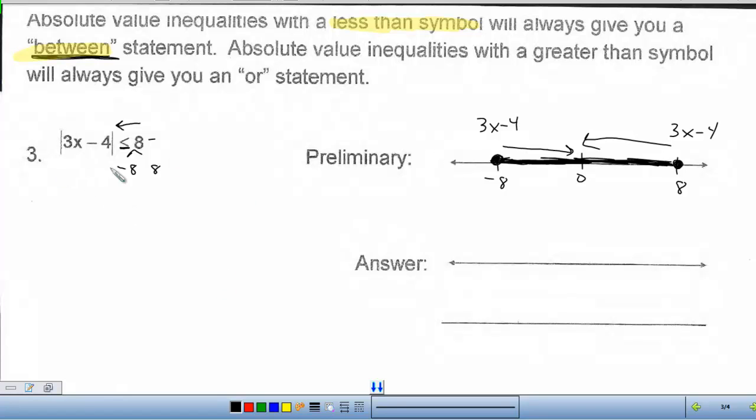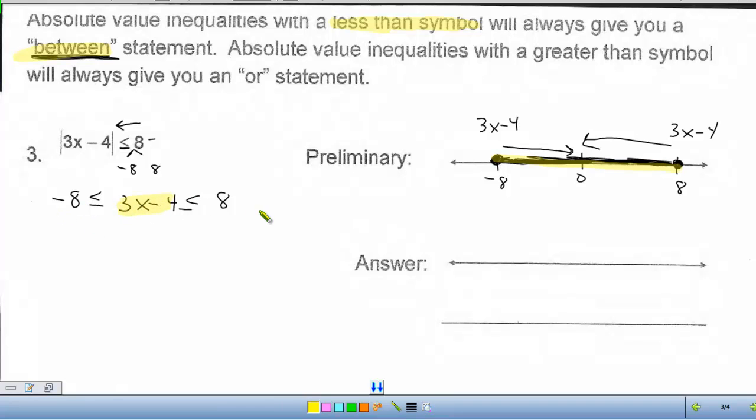So this means that when I set this up, I set it up as an in-between statement. 3x minus 4 is between negative 8 and 8. So it's in between here and here. So it has to be between negative 8 and 8 in the equation.